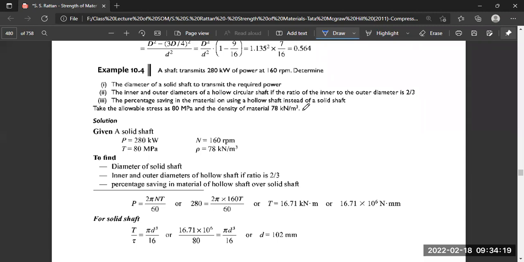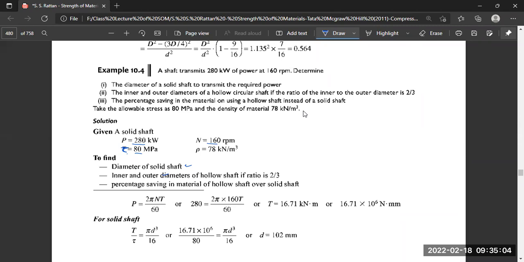Now, what is given? A solid shaft. The power transmitted, the RPM, and the allowable stress. It should be tau, not T. Allowable stress 80 MPa and rho, that is the specific weight, 78 kilonewton per cubic meter. So what we are supposed to find out: the diameter of the shaft, the inner and outer diameters of the hollow shaft if the ratio of them is 2/3, meaning inner diameter is 2/3 of the outer diameter, the percentage saving in material over the solid shaft, and the difference in weight of them.